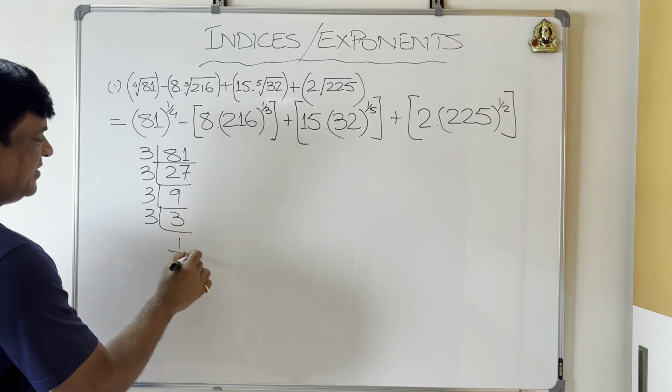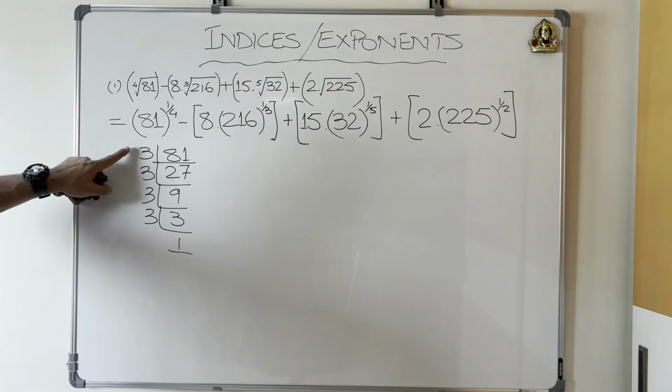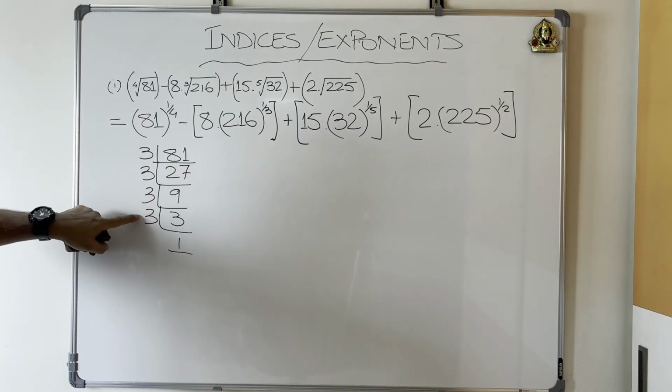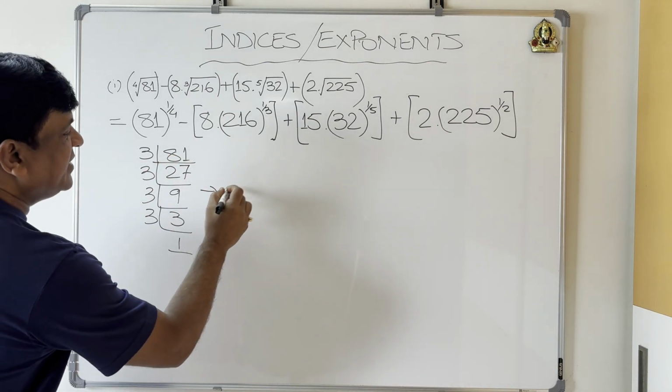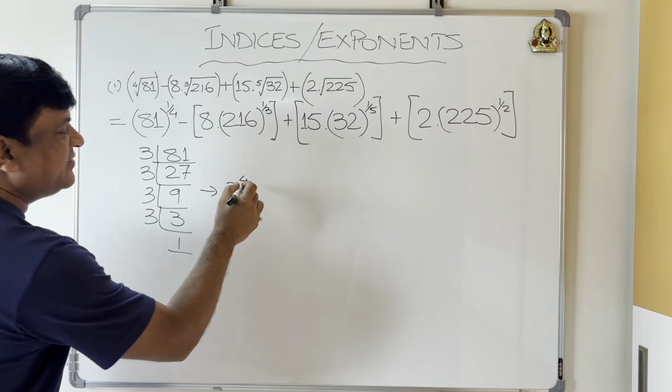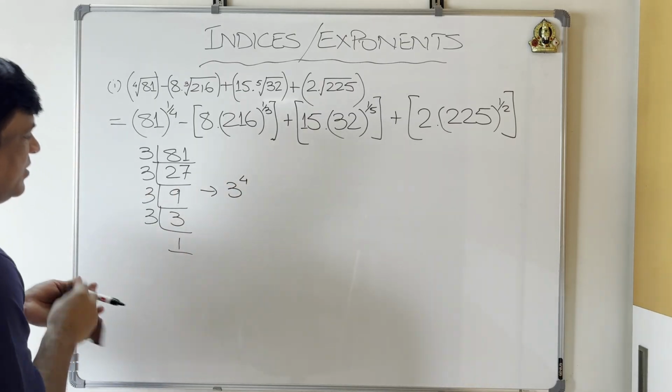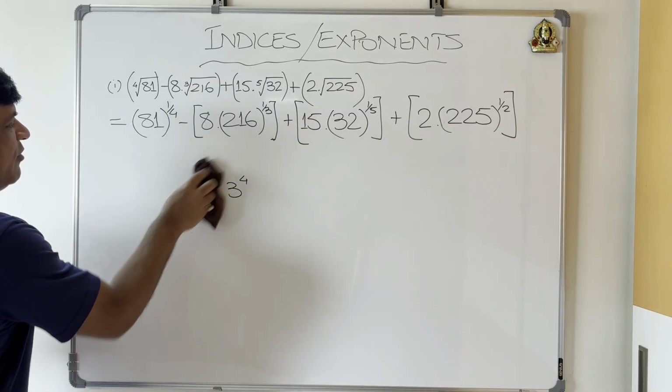3 1s are. So how many did I get? I got 3 to the power 4. 3 into 3 into 3 into 3 gives me 81. That means I can write 81 as 3 to the power 4. Right? Good. Let's replace that one with 3 to the power 4.